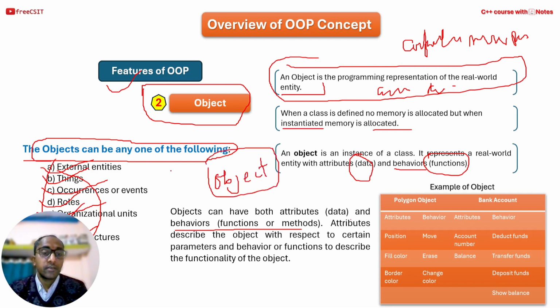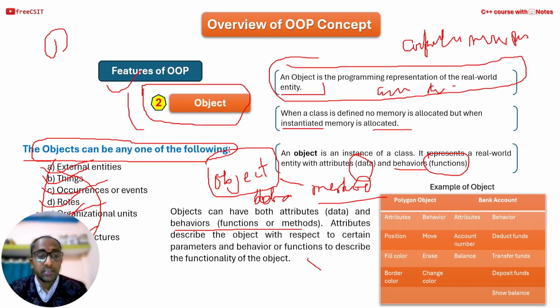It has data and methods both. Attributes describe the objects with respect to certain parameters. Behaviors are functions to describe the functionality of the object. It means they describe the functionality. In the functions, we can pass parameters also, and behaviors or functions inside the functions of the object.